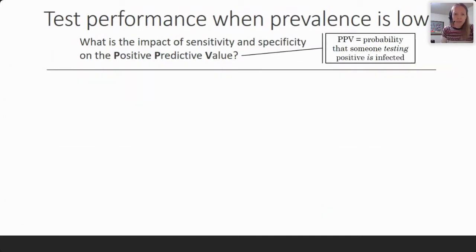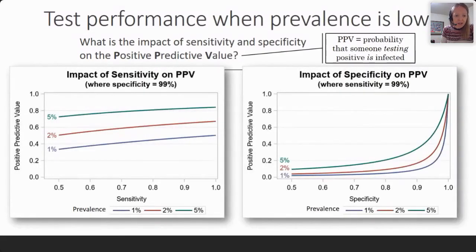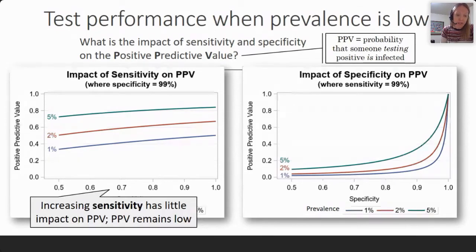But what happens when we look at the positive predictive value? Again, that's the probability that someone testing positive is infected. Here again, we have 2 graphs, this time with the positive predictive value on the y-axis. Let's focus on the graph on the left, which is looking at sensitivity. You can see that as sensitivity increases, there is little change to the positive predictive value, as evident by the relatively flat lines. In fact, it is prevalence and not sensitivity that has the greatest impact on the positive predictive value, but that positive predictive value remains pretty low.